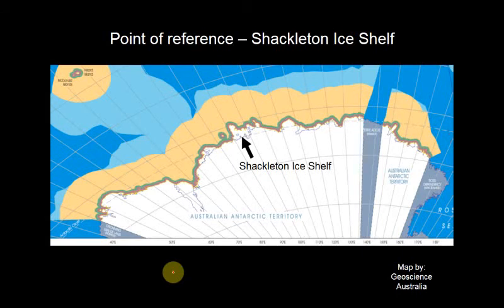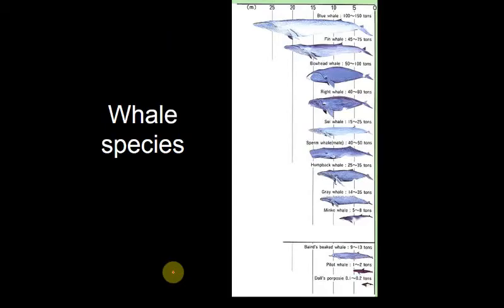Okay, I just point out Shackleton Ice Shelf. I'm going to show you a map in a moment. So you can see there that little line just at the end of the arrow. That's the edge of the Antarctic continent. And then there's a big tongue of a glacier that extends out over the sea. So that's the Shackleton Ice Shelf.